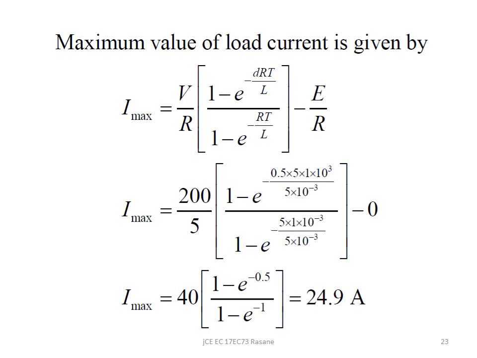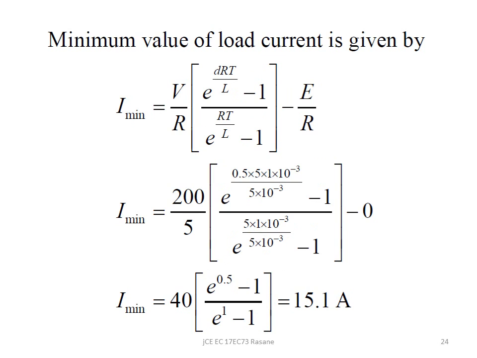So we have the formula for maximum value of load current as we have seen in the previous video. Substitute all the parameters that we know. This term is 0 and we should be getting Imax as 24.9 amperes.